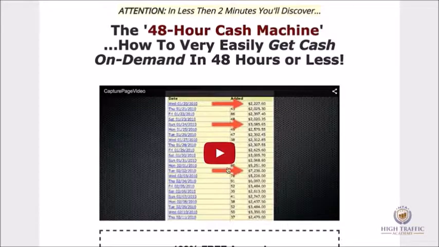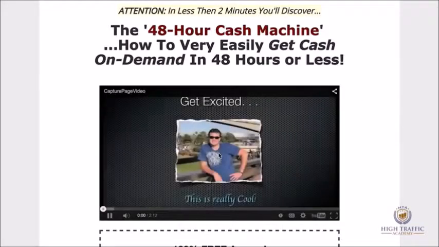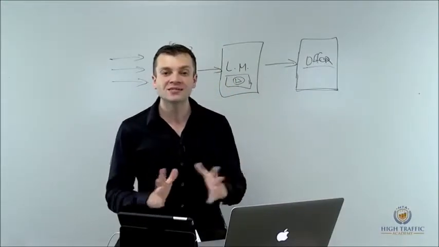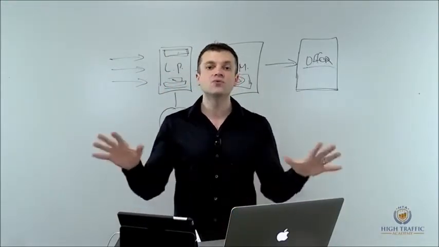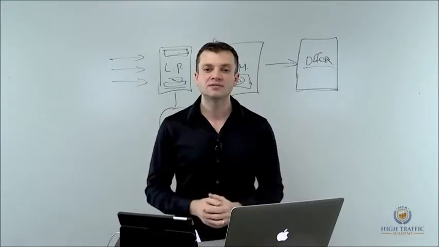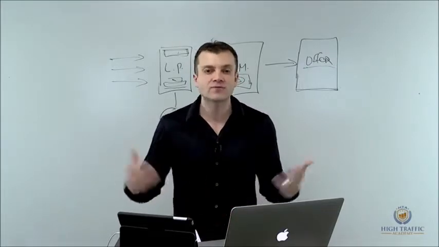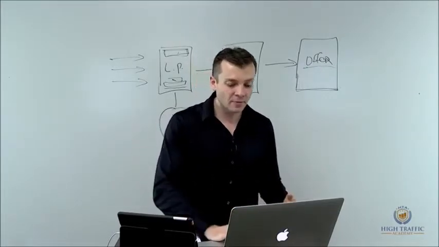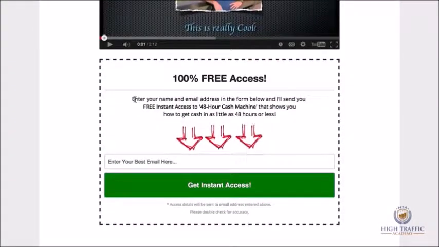And then I did a quick video here. I basically said, hey, it's a 2-minute video. I said, hey, it's Vic. I would like to give you something for free today. It's called the 48-hour cash machine. I'm going to show you a model that I use in my business that allows me to make money within 48 hours or less. If you want it, it's 100% free. All you need to do is enter your email in the form below here, and I'll get you free access to it.